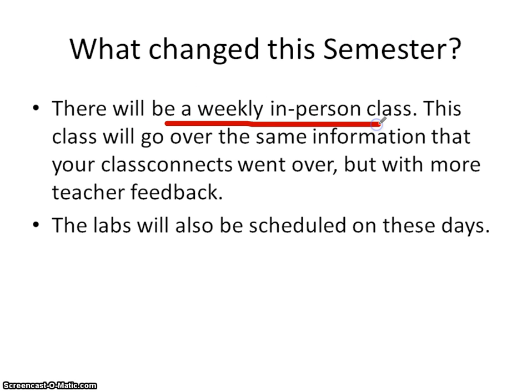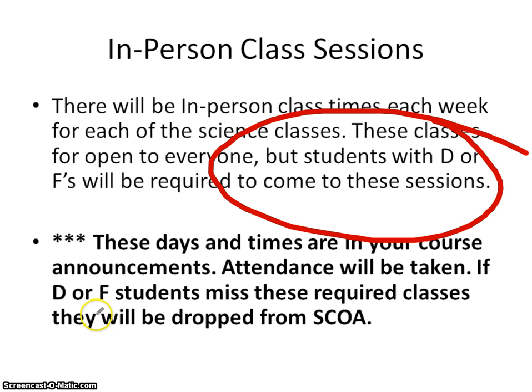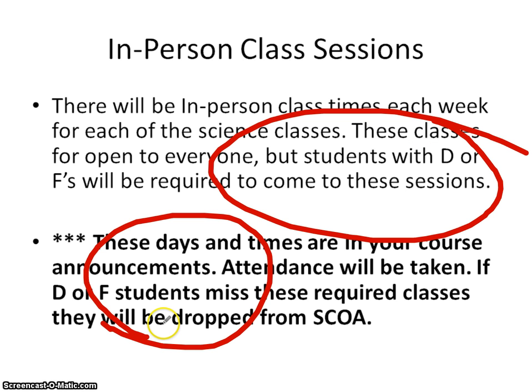All right, so what's changed this semester? We're going to have weekly in-persons. If you have a D and/or an F in the class, you will be required to come to that, and there's no ifs, ands, or buts about that. If you don't, then unfortunately you'll probably have to find another school to go to. So we want to make sure that you show up to those if you have a D or an F. I do recommend coming even if you have an A through C. It's definitely more beneficial. D's and F's are mandatory. I will be taking roll and attendance. If you miss them, unfortunately, you won't be here. So make sure you show up when you're supposed to.